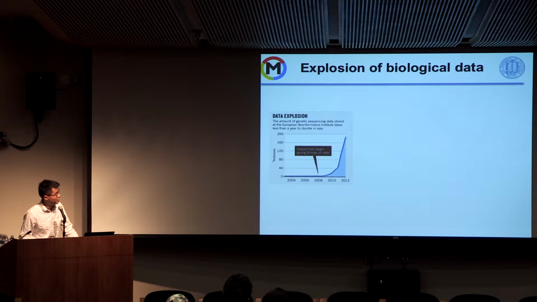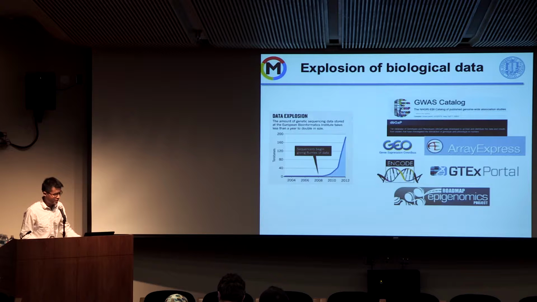We're now in the era of data explosion, where biological data doubles its amount each year since 2008. More than that, we have access to a number of different publicly available databases that allow us to retrieve tons of biological data. So now the bottleneck is really how do we make sense of these huge amounts of data, and how do we get useful biological insights from these data?